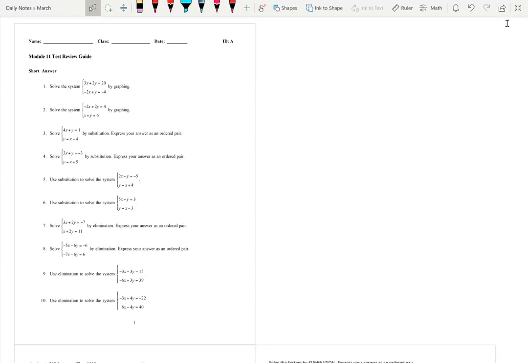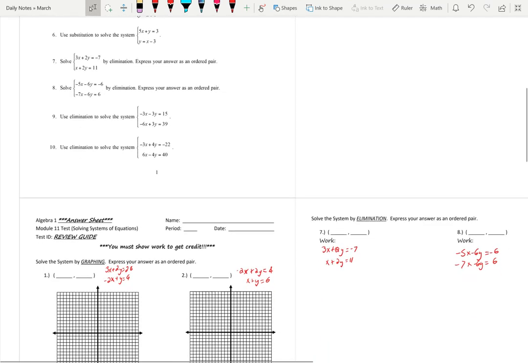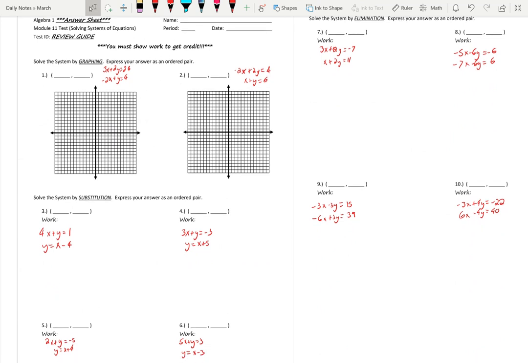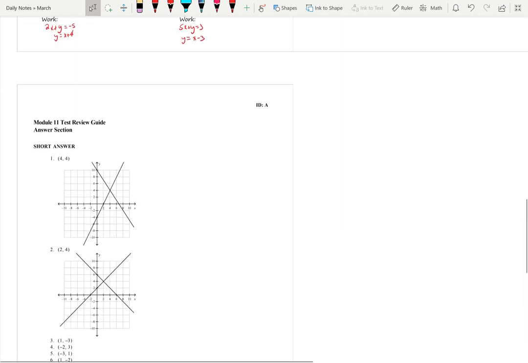Okay, so our Module 11 Systems Test Review Guide. Here are all the questions, of course, on your review guide. It might be kind of small depending on how your screen is, but I've already gone ahead and written the questions down on the answer sheet so that we could just go ahead and work them out. So remember, we do have all the answers down here, and that is on your paper as well.